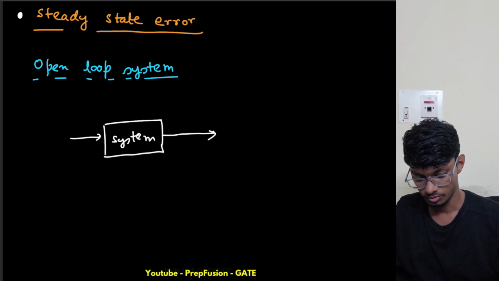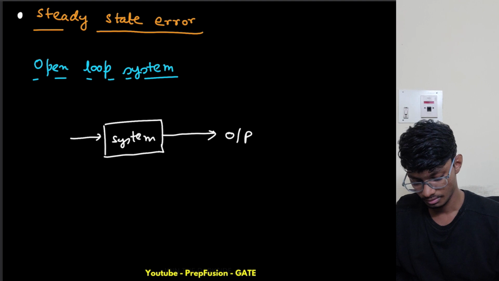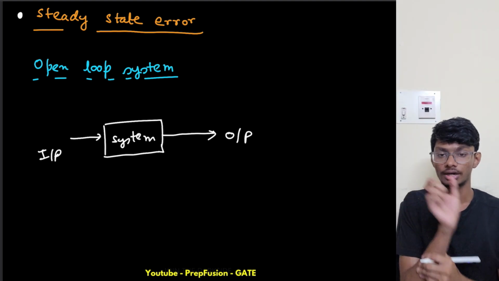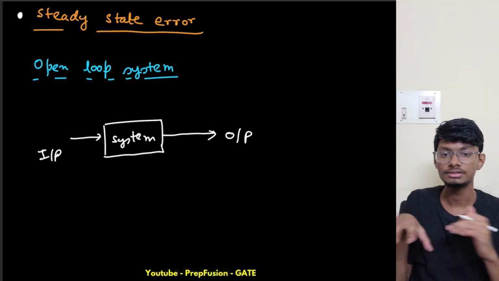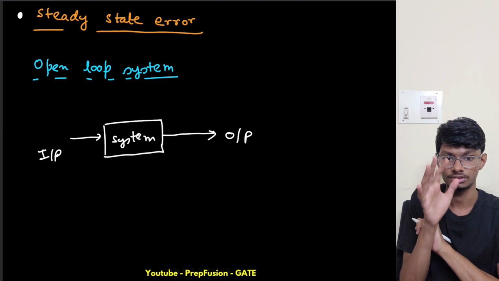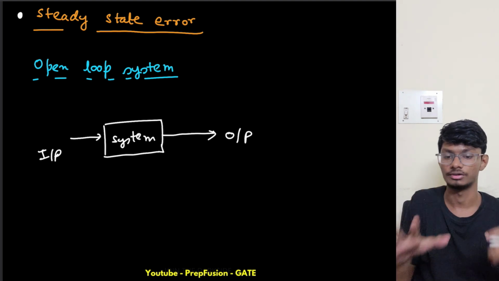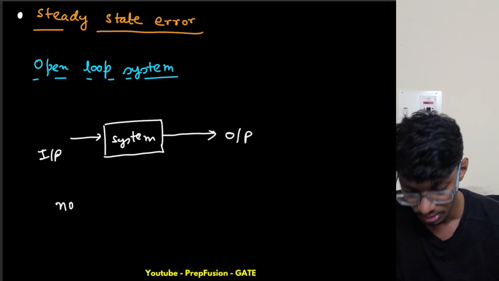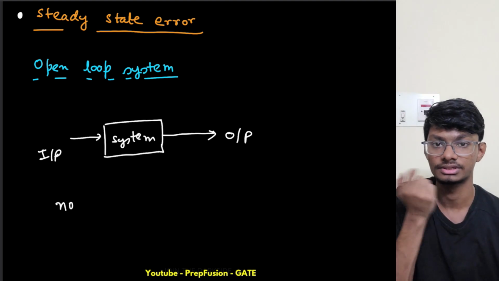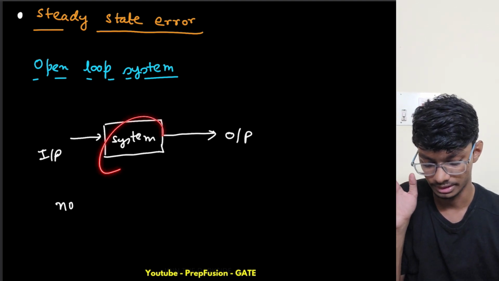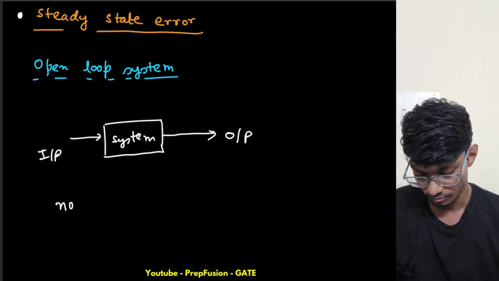And I'm getting some output. But what is the difference in this one? The input and output are not connected in some other way, right? So I'm not giving some feedback in the system. Hence there is no relation between the output and input. No feedback mechanism, and hence there is no relation between the output and input directly. There is some system and it is directly giving me some output.